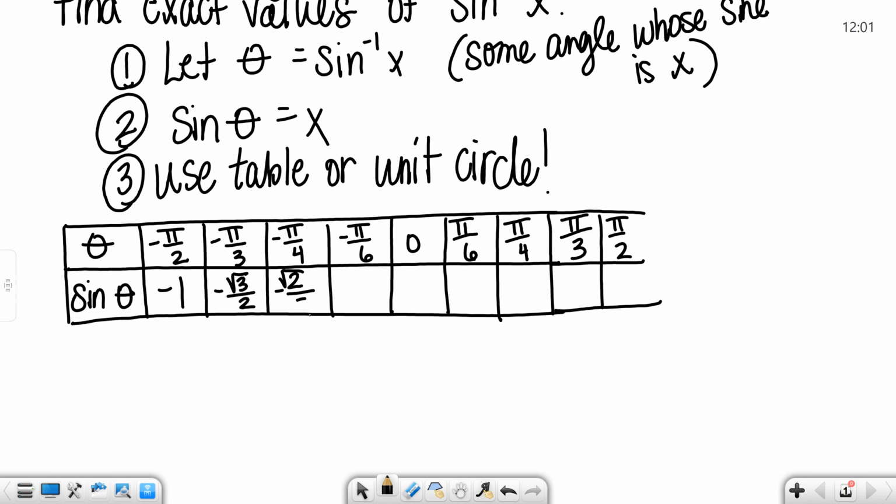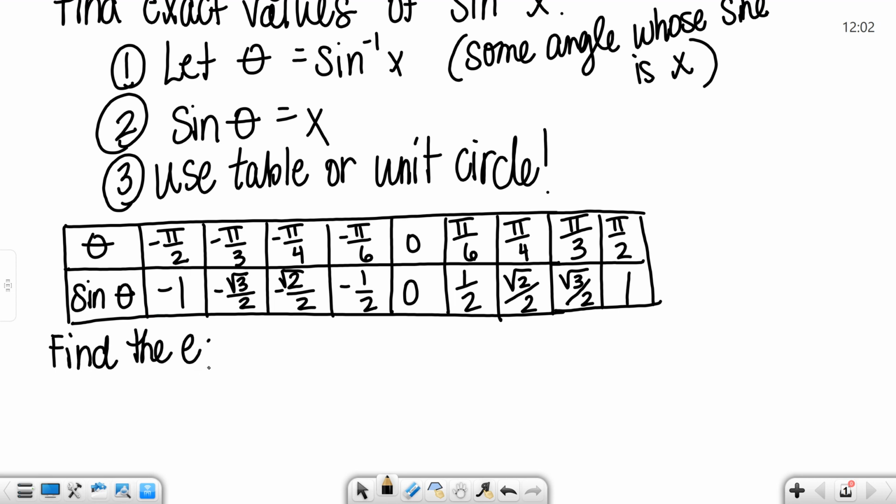So these all come from that unit circle. I'm just going to put them in a table so that we can quickly refer to them as we learn a new concept here. We're going to use this table to help answer the next questions. All right, so we're going to find the exact value.